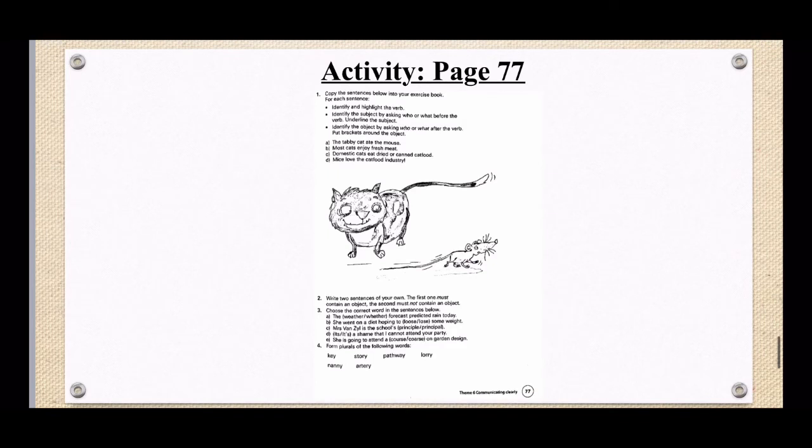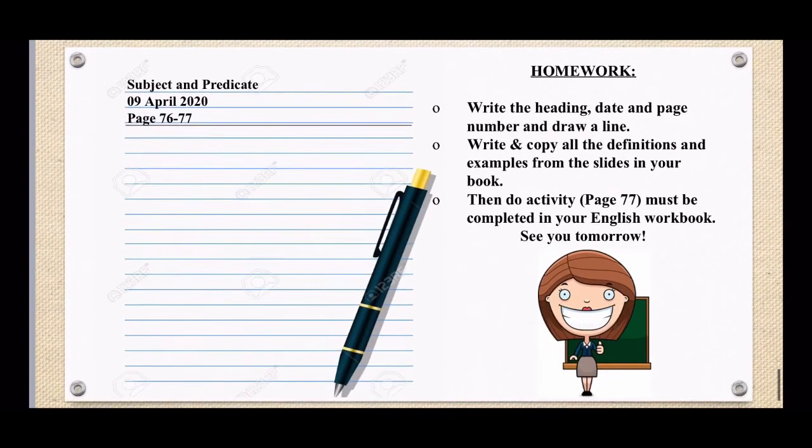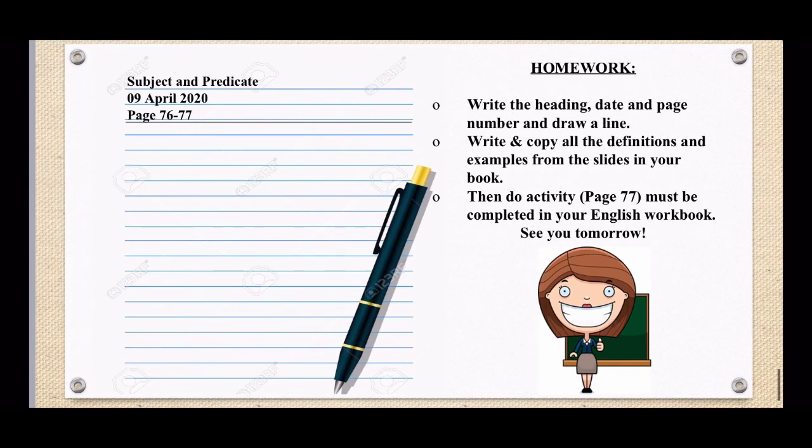Okay, so on page 77, the next page is your activity. So read through that in your textbook. I'm sure you can do that on your own, right? So that activity on page 77 will be your homework. As usual, you know the drill. Write the heading, date, page number, and draw a line.